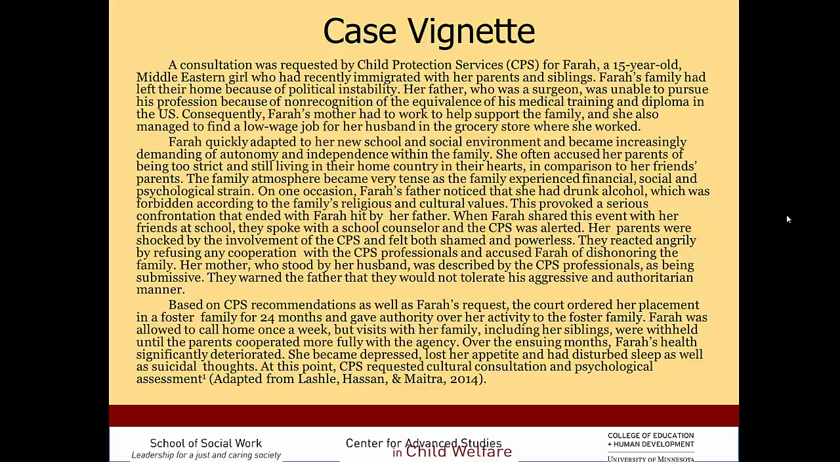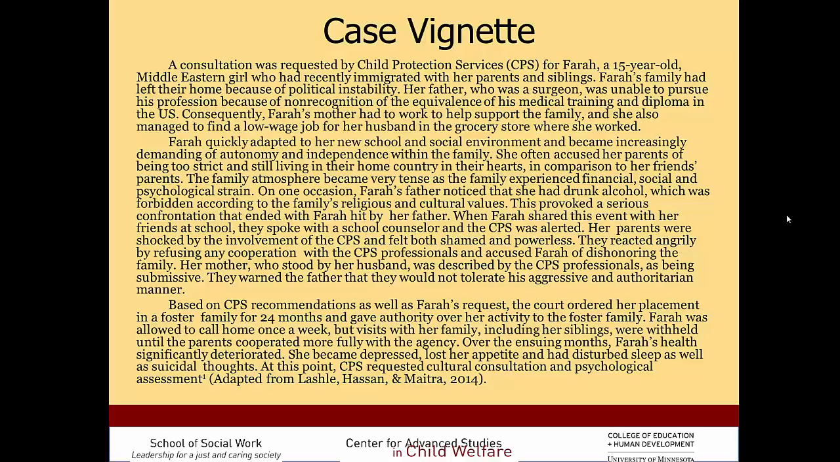A consultation was requested by Child Protection Services for Farah, a 15-year-old Middle Eastern girl who had recently immigrated with her parents and siblings. Farah's family had left their home because of political instability. Her father, who was a surgeon, was unable to pursue his profession because of non-recognition of the equivalence of his medical training and diploma in the U.S. Consequently, Farah's mother had to work to help support the family, and she also managed to find a low-wage job for her husband in the grocery store where she worked.